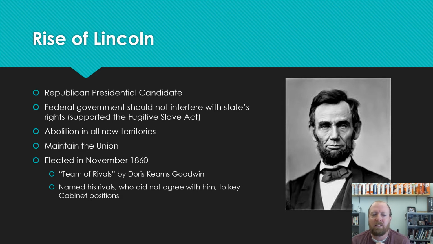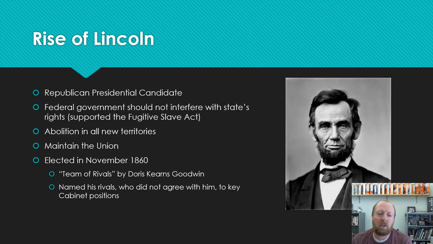They also supported the Fugitive Slave Act, which is, as slaves escaped from slavery in the South and went north, it was the responsibility of the North to arrest them and return them. But, so this established the existing states, they were also very much in favor of abolition in new territories. So any of these new territories, if they were to be added as states, they would be added as free states. And they were also focused on maintaining the Union. The Union was very fragile at this time.